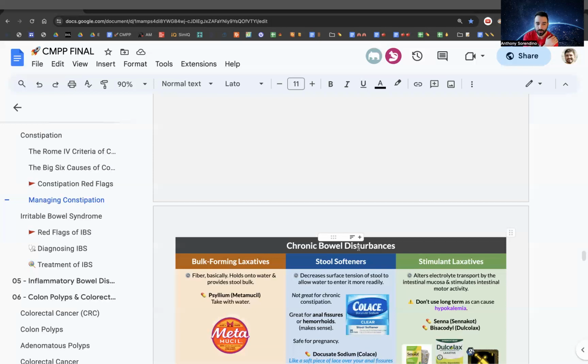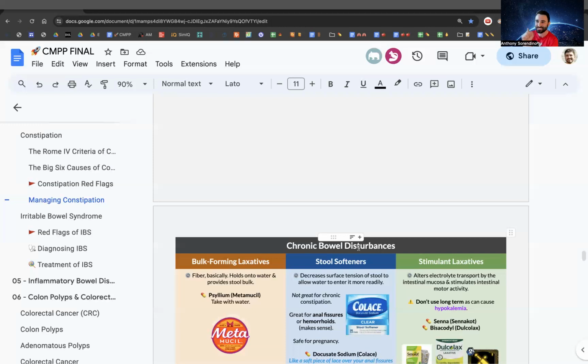Quill, so IBS-D. So this is going to be Questran, and that is a bile acid sequestrant, or, I think, a prokinetic, but I think the bile acid sequestrant is the big one there. That's our Q. The I is going to be Imodium. This is important because it is an opioid.